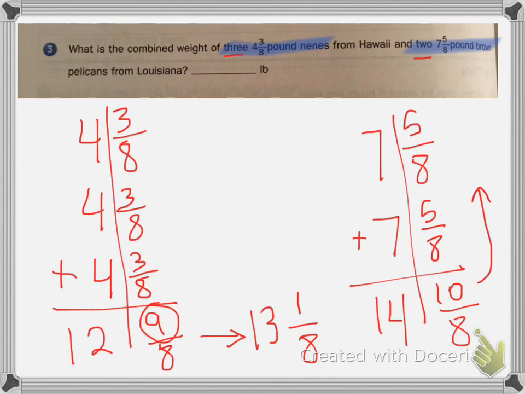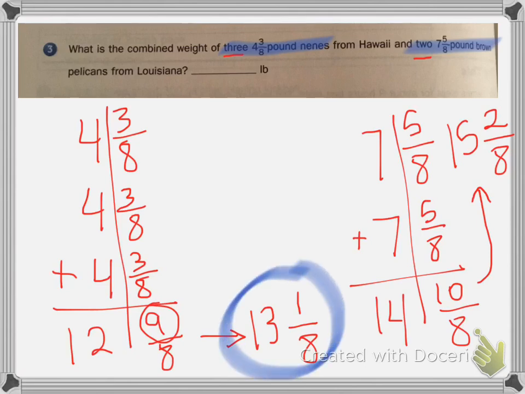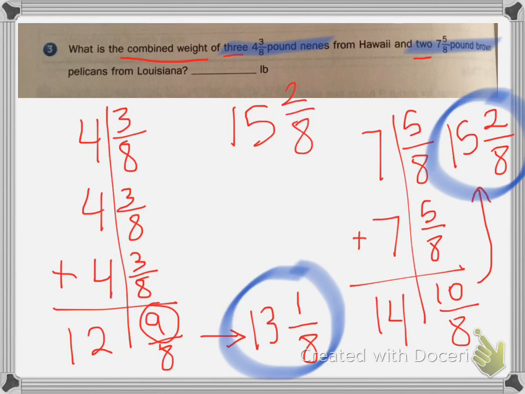All right. So 10 minus 8 gives me 2 left over. And I'm going to take that whole number that I took out of that and put it into the 14, and that becomes 15. All right, so my 2 answers here, I have 13 1/8, and I have 15 2/8. It says, what is the combined length? Combined length. So that tells me I'm going to add. So I'm going to take my 2 answers, 15 2/8, plus 13 1/8.